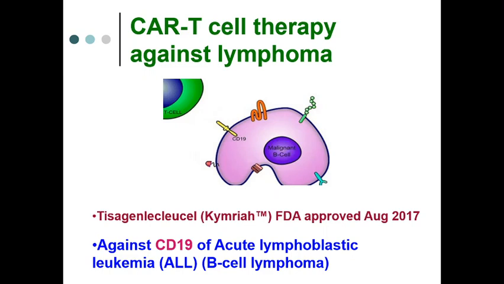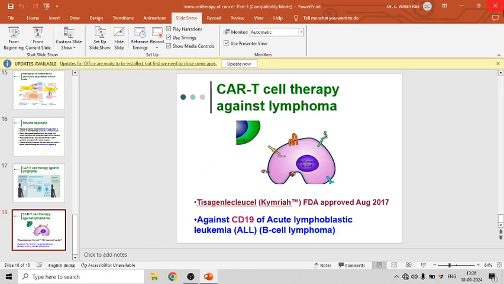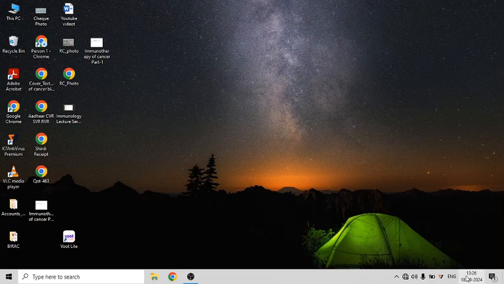CAR T cells. It has been approved by the FDA only for the treatment of B cell lymphoma or acute lymphoblastic leukemia of the B cell, which expresses CD19 in excess, and it was approved in 2017 and has worked out successfully in the patients in treating B cell lymphoma. This is as far as some of the modified immunotherapeutic approaches against cancer are concerned. So we'll stop here and we will move on to the next immunotherapy in the next class.